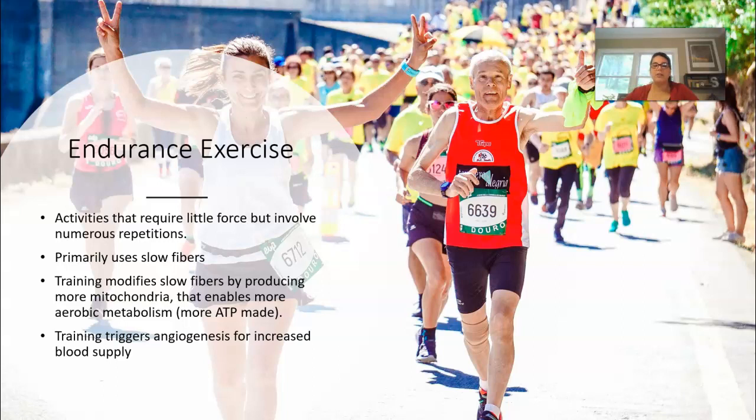Training also triggers angiogenesis, which is basically the development of blood vessels. So again, if you have more blood vessels surrounding your muscles, you're getting more oxygen to them, and you're using that oxygen more efficiently, and thus you are supplying those slow fibers with the nutrients they need to continue those endurance type activities.